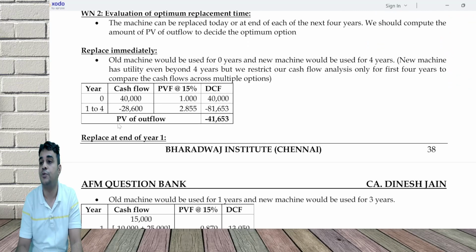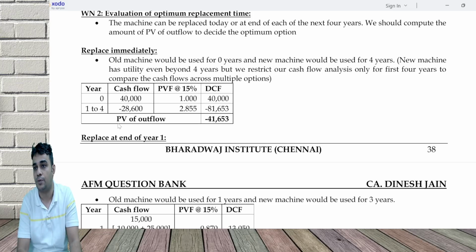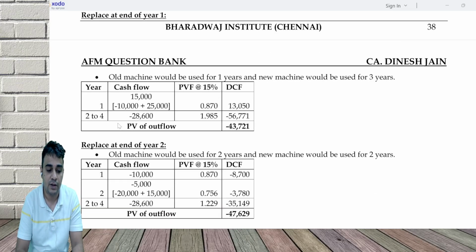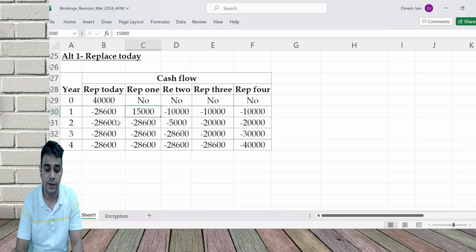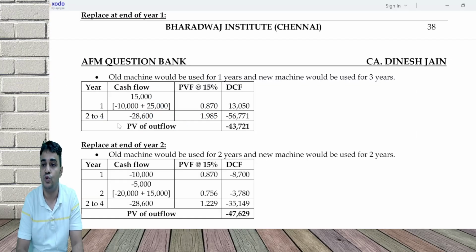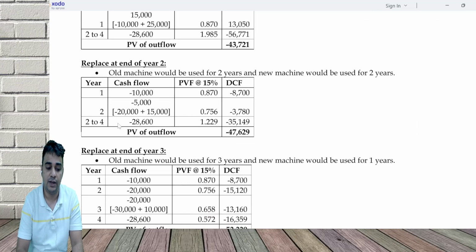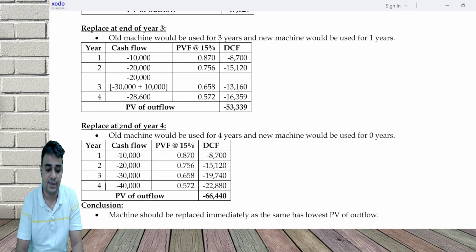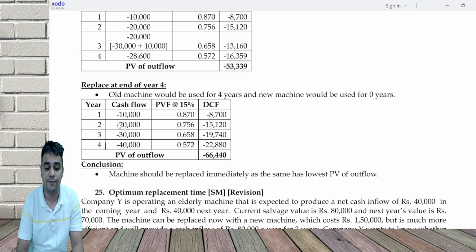This is the first option which you would have written, where the answer is negative 41,653. This is your first option: 40,000 in year 0, 28,600 in years 1, 2, 3, 4. Second option: 15,000 for year 1, 28,600 for 2, 3, 4. Next option: 10,000, 5,000, 28,600. Then 10,000, 20,000, 20,000 and 28,600. Last option: 10, 20, 30, 40.